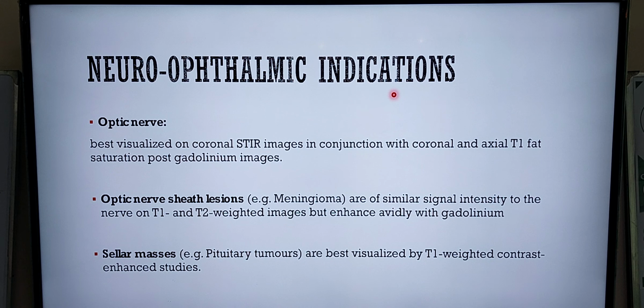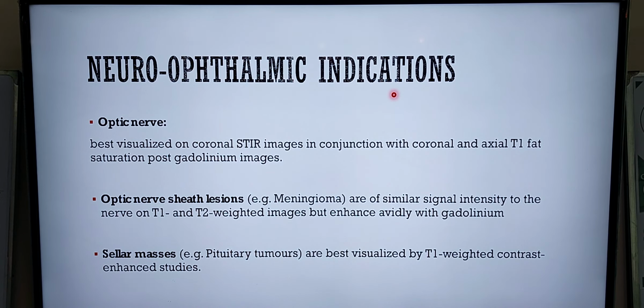So, if we discuss the neuro-ophthalmological indications of CT and MRI, the optic nerve is best visualized on coronal STIR images in conjunction with coronal and axial T1 fat saturation post-gadolinium images because we want to suppress the orbital fat and we want to focus on the optic nerve and the extraocular muscles. Optic nerve sheath lesions, like meningioma, are of similar signal intensity on T1 and T2 images, so we have to use contrast to enhance the meningiomas.